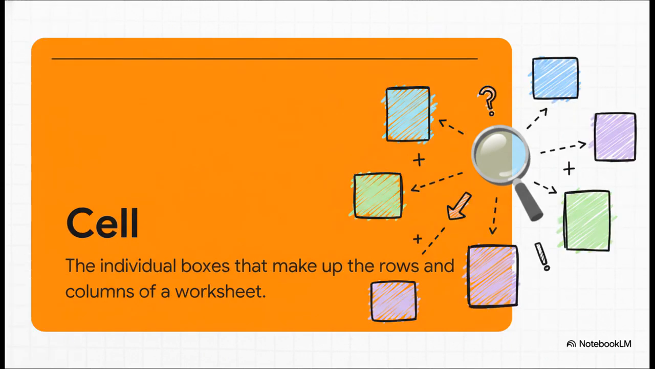And the most fundamental building block of every single sheet is the cell. It's just one of those little rectangular boxes where you'll type your text, your numbers, or your formulas. And every cell has its own unique address, like A1 or B2, based on its column and row.